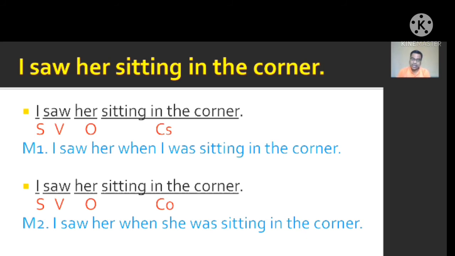So who is sitting in the corner? The object, her, H-E-R, right? And the meaning will be: I saw her when she was sitting in the corner. That is, the object, her, was sitting in the corner. So this way, you can have the analysis of a sentence, especially from the structural point of view.